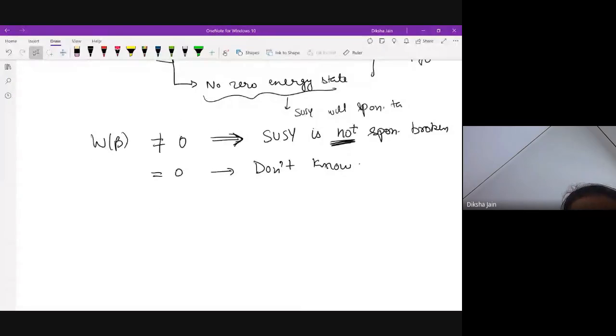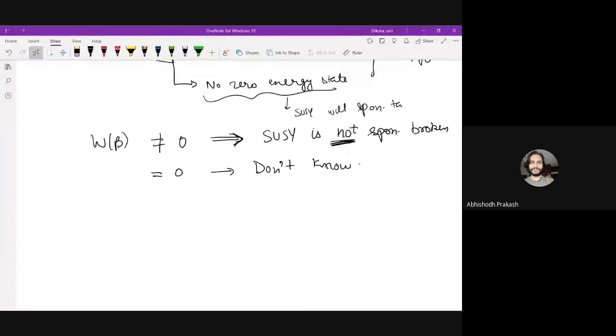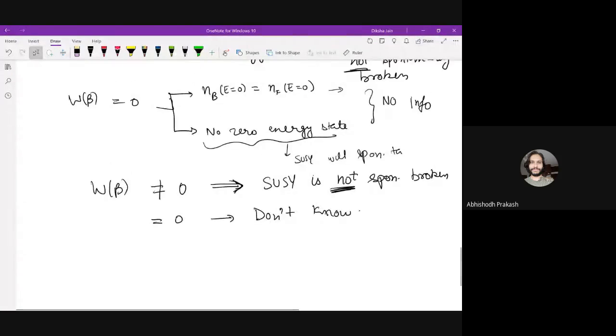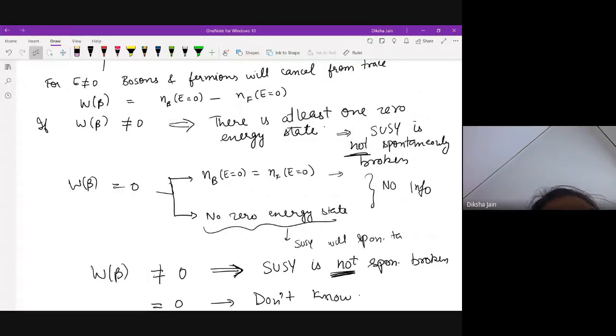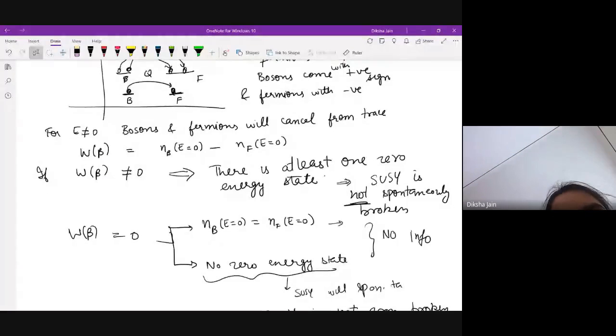Diksha, there is a question. Sorry, isn't it the opposite? If the Witten index is not zero, supersymmetry is spontaneously broken. No, it confused me for a long time. Let me go again. The Witten index, what we concluded, was the difference between the number of bosons and the number of fermions at zero energy.